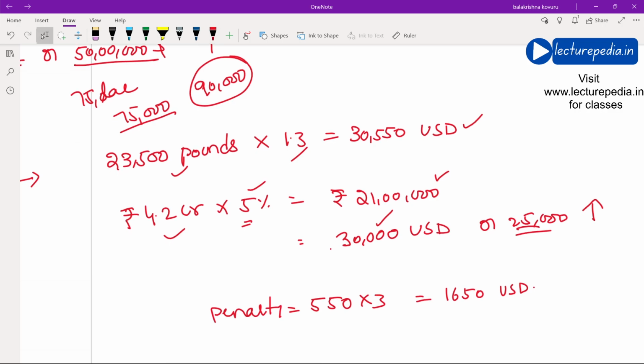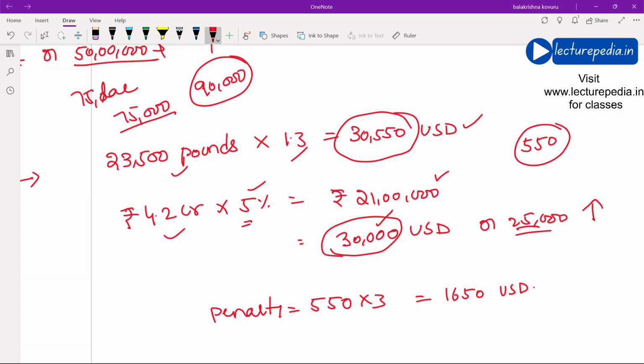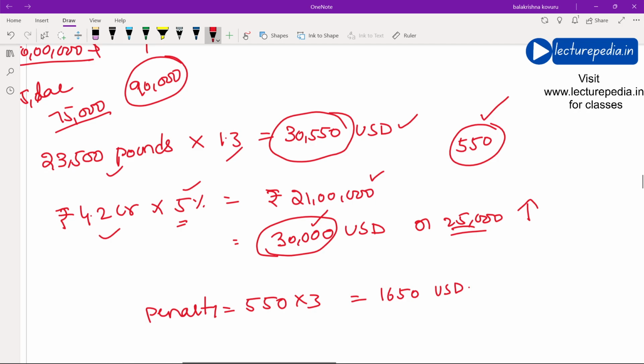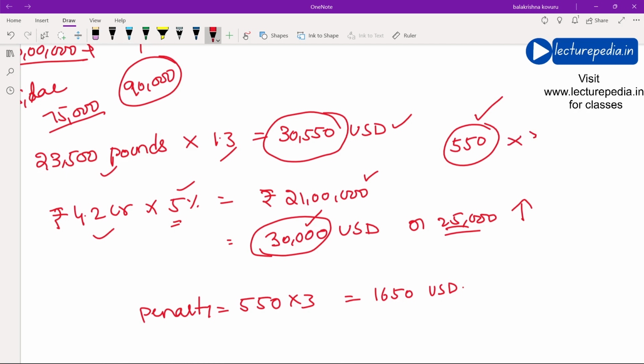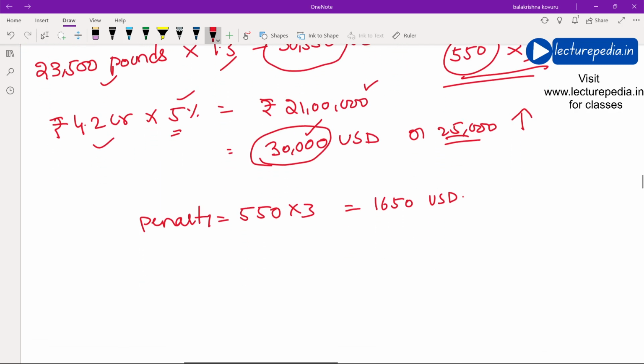In this case, 30,000 is the maximum amount of commission that can be paid, but they have paid $30,550. That means $550 extra has been paid. This is the offense. Now for this offense, the maximum penalty that can be levied is 3 times the amount involved in the offense. Thereby the penalty that can be levied is 550 into 3, that turns out to be 1,650 US dollars.